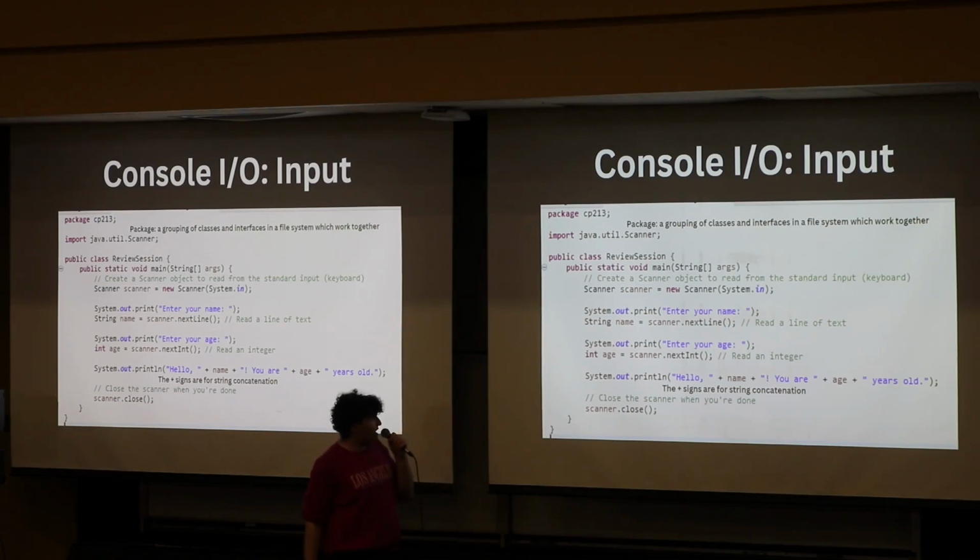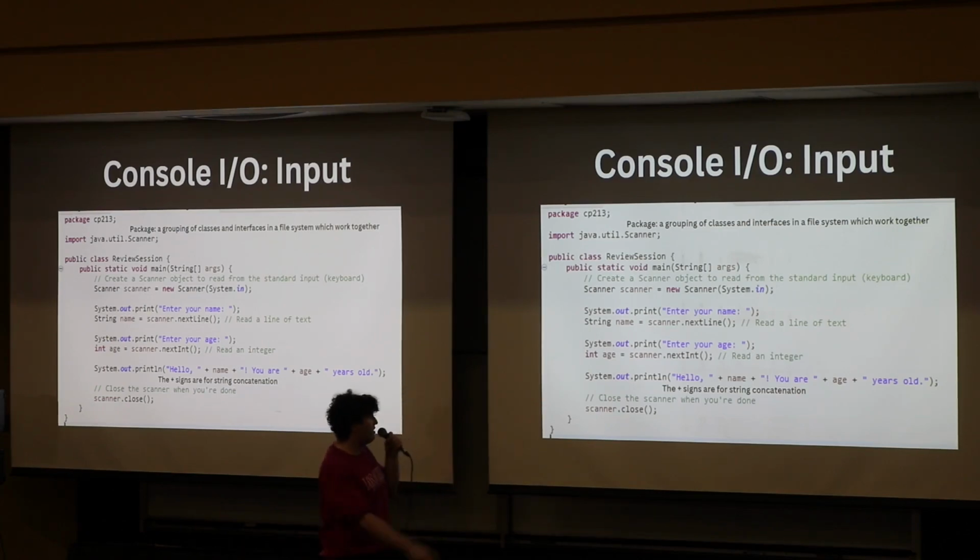Then we say String name equals scanner.nextLine. So we initialize a new variable called name. It's of a String type, and we say it's equal to scanner.nextLine. So scanner.nextLine, what is that? nextLine is a method from the Scanner class that looks for the next string coming from the input choice that you put into your scanner object.